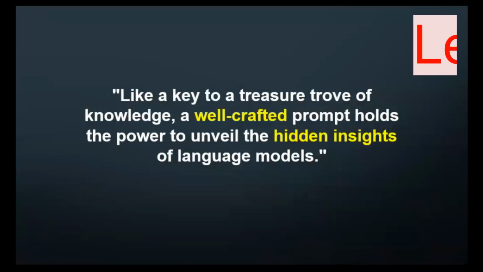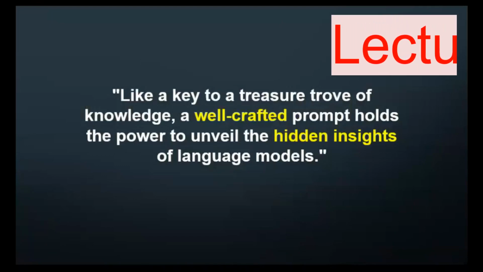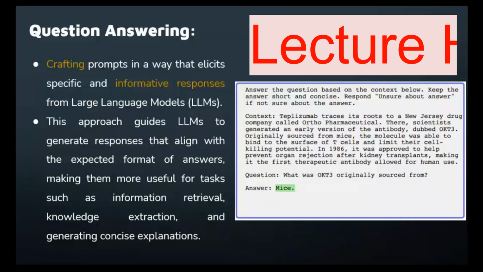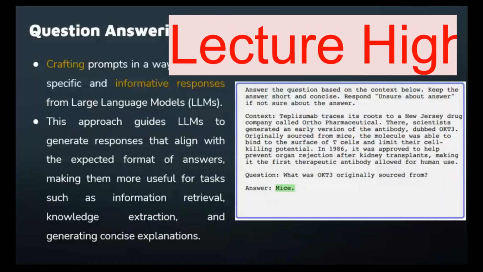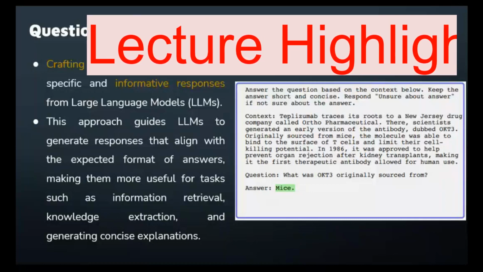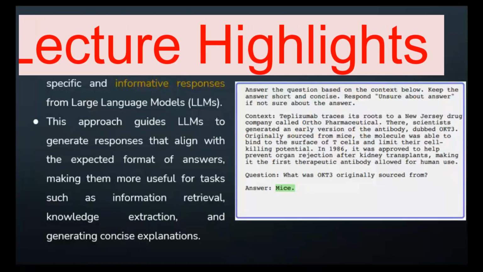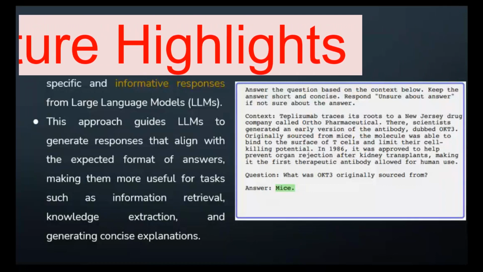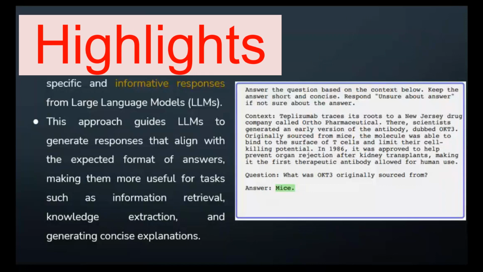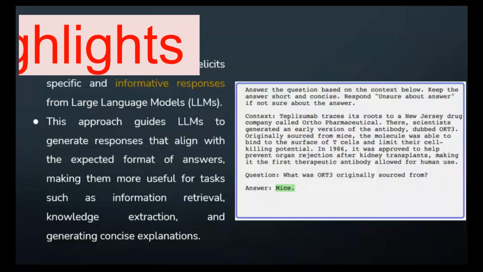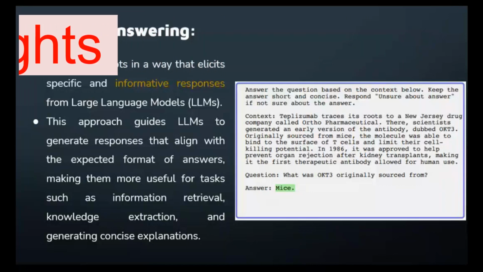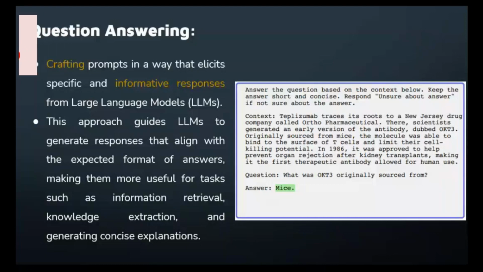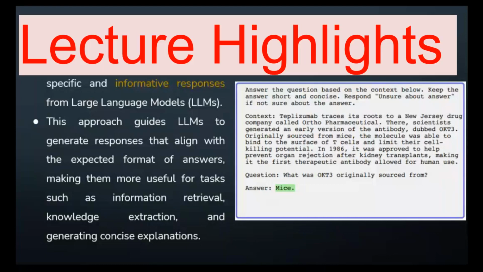The well-crafted prompt holds the power to uncover the hidden insights and generate a response that directly answers the question based on its understanding of the context. For example, if you ask the question, what is the capital of France? Then we provide the context: France is a European country known for its rich history, culture, and cuisine. So something like that, and then the model will respond in a much better way.